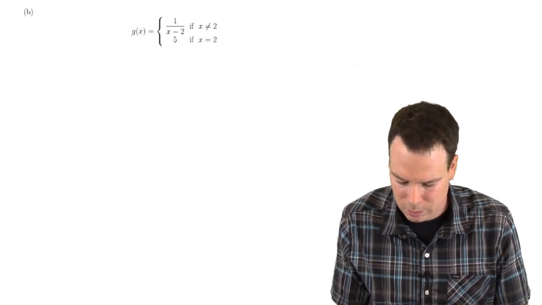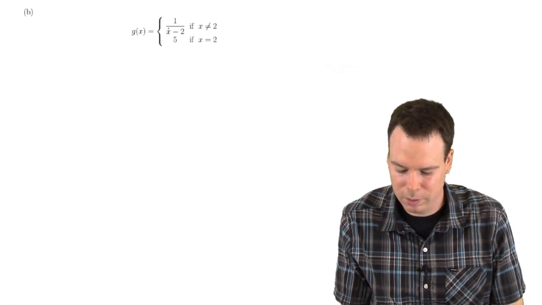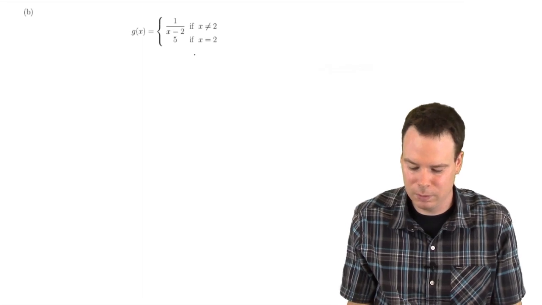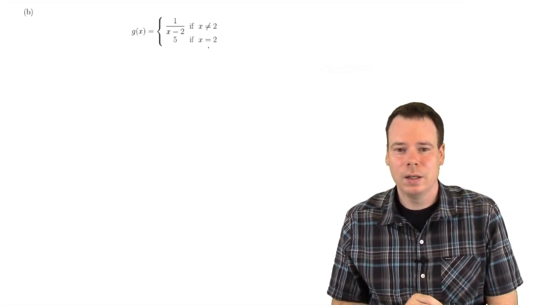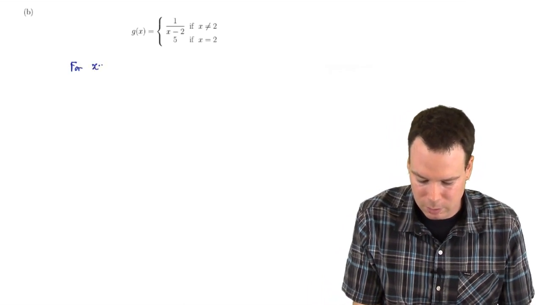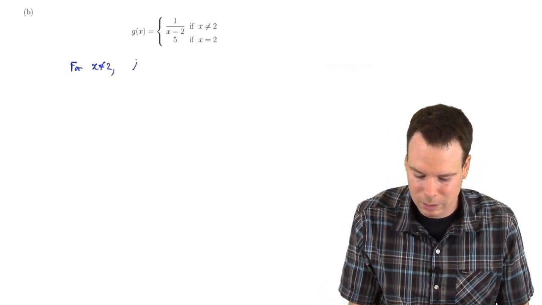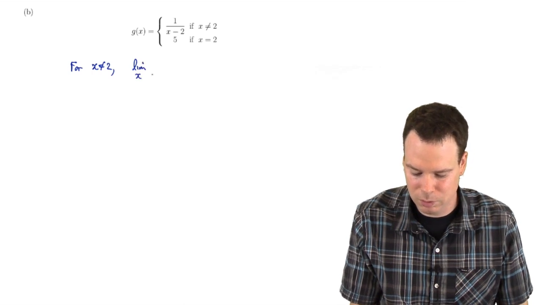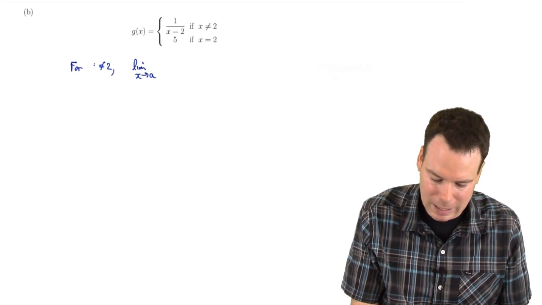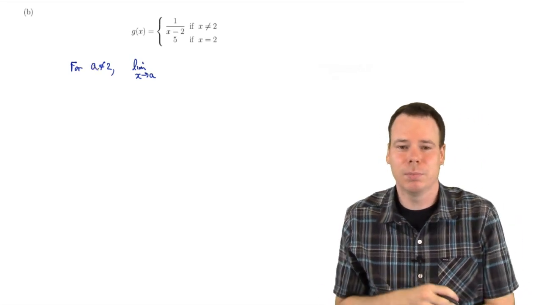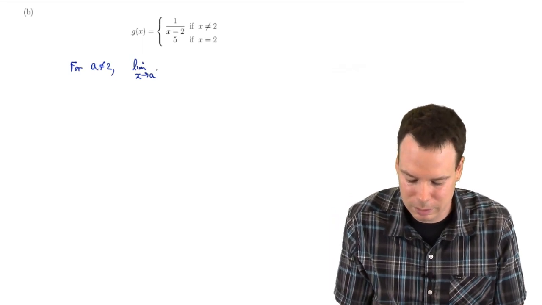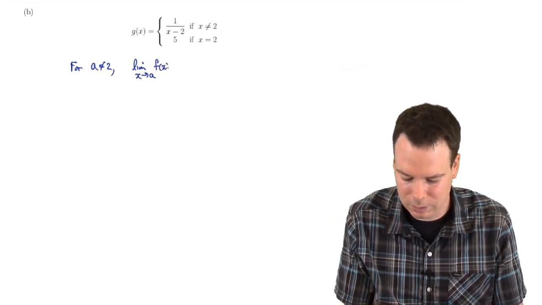Again, there's a piecewise defined function here. One of the pieces is 1 over x minus 2 when x is not 2, and the other piece is 5 when x is equal to 2. Again, for x not equal to 2, we can look to see if the function is continuous for those values. We're looking at continuity at a particular value of a. So for a value of a not equal to 2, what's the limit as x goes to a of f of x?